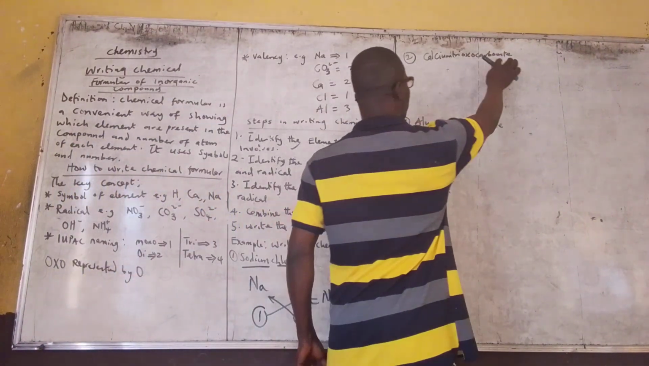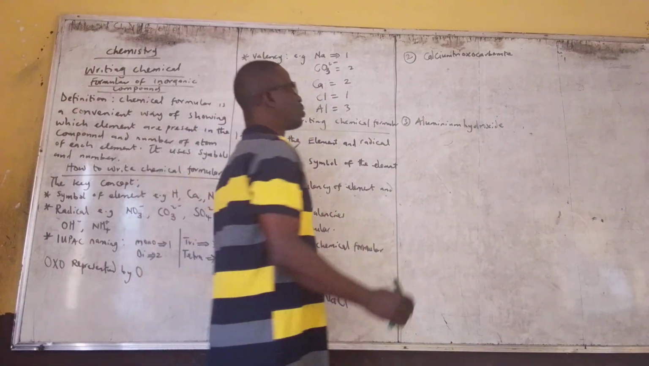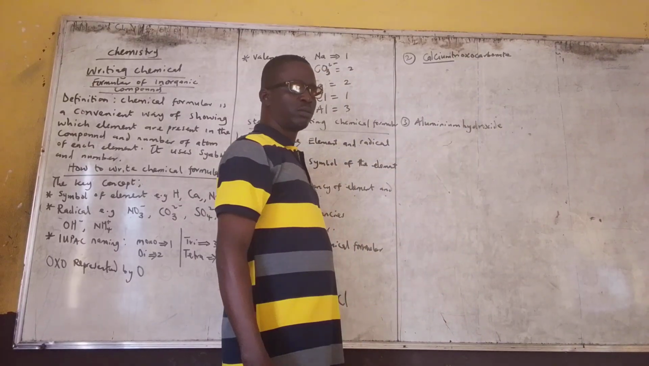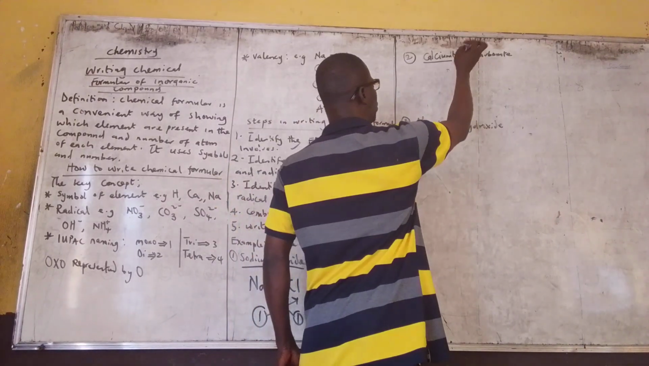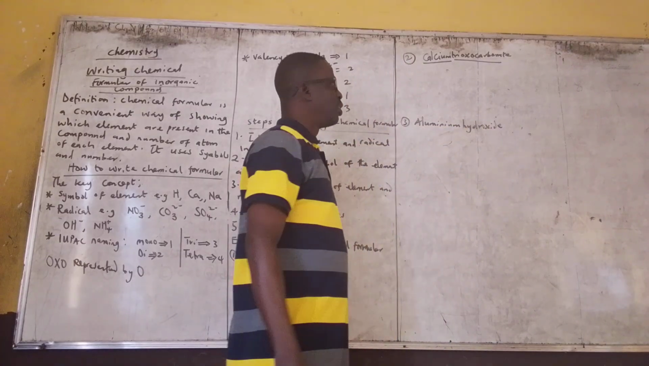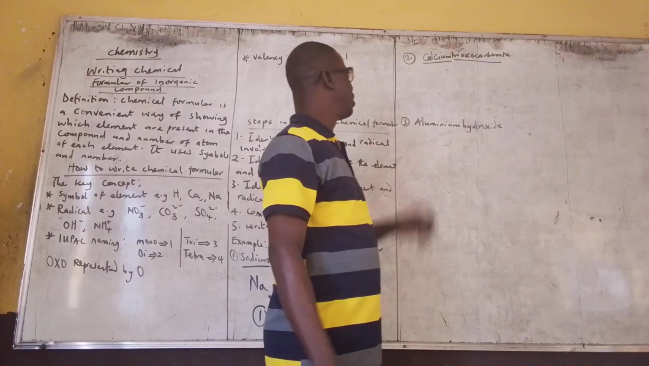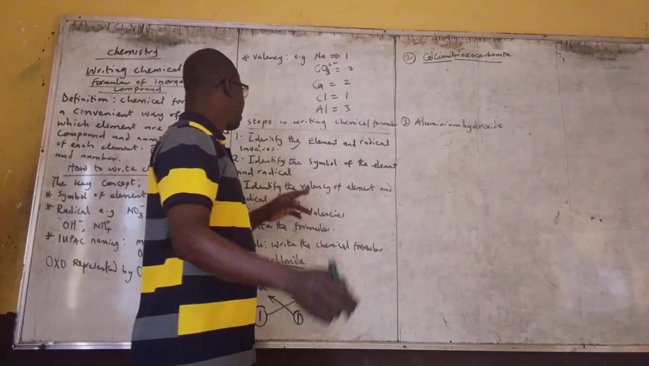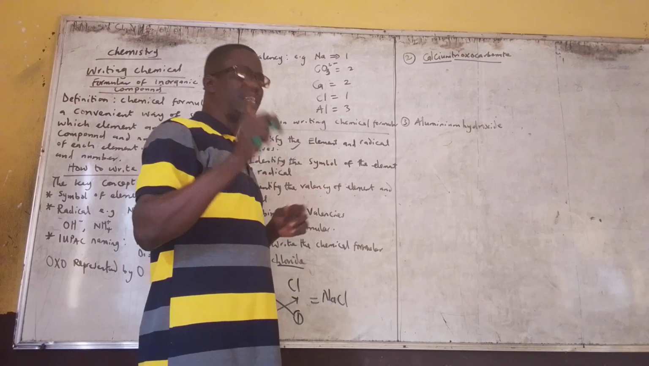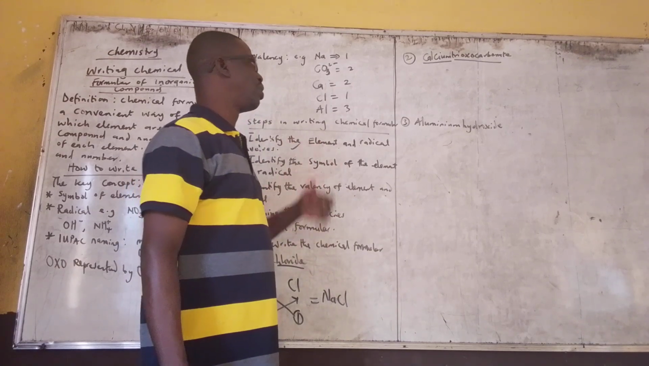Now, calcium trioxocarbonate. So the first thing is to identify the element and the radical. So what is the element there? We have this element which is the calcium. The next, we have the radical, which is the trioxocarbonate. Trioxocarbonate is the radical. Now, after you have done that, the next is to find the symbol of that element. That's why it's very, very essential to know the symbols of all the elements before you start working on this.